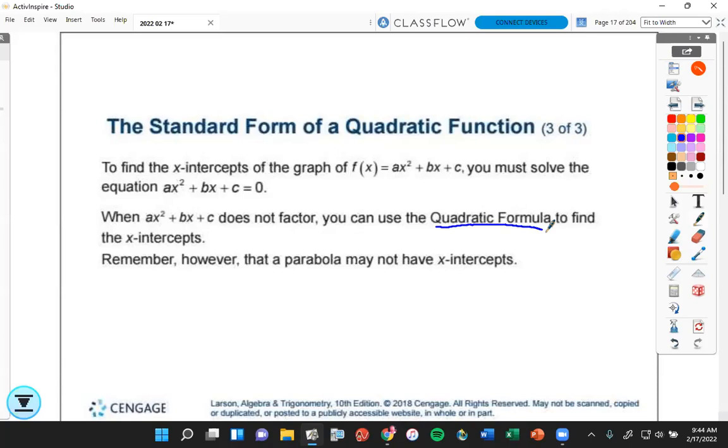What happens when a parabola does not have any x-intercepts? No real solutions. It's got imaginary solutions, right? All right.